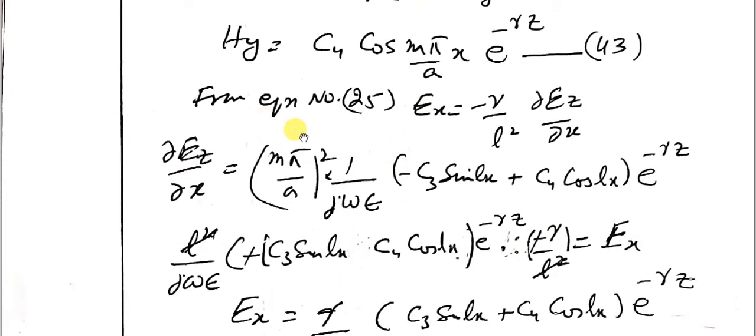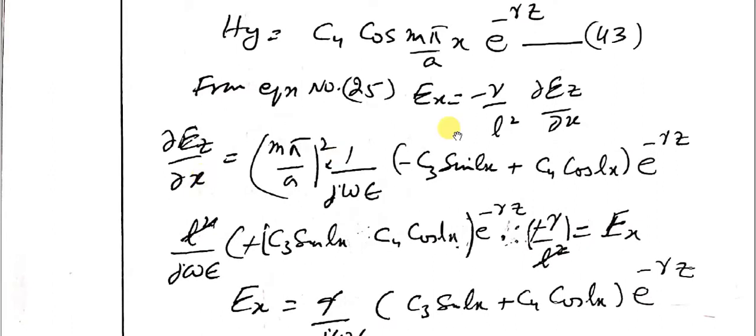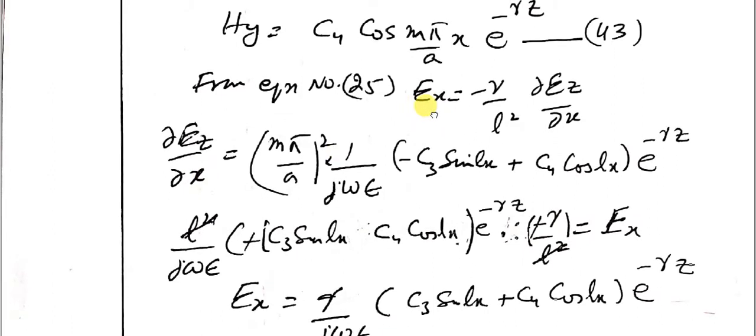From equation number 25, the Ex we have is given by minus gamma by L square delta Ez by delta x. If you remember, in the first topic, the electromagnetic waveguide, we got all these four equations Ex, Hx, Ey, Hy, but all of them were found to depend on the differential with respect to x of the Ez and Hz, these two components. So here we are making use of that and finding the actual solution for those particular field configurations.